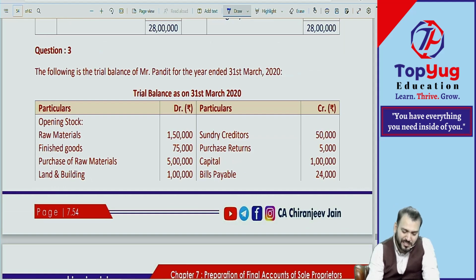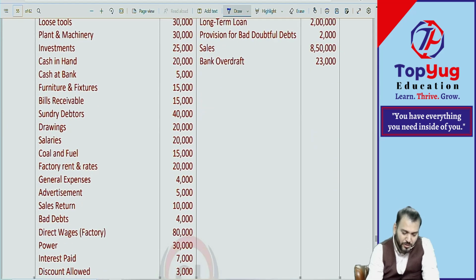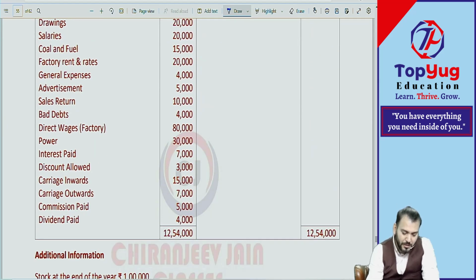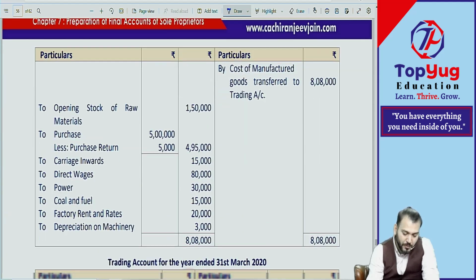Then question number 3 is trial balance. Similar question right now we have done. But it is also having many types of information. So that also you do by your own. Okay?